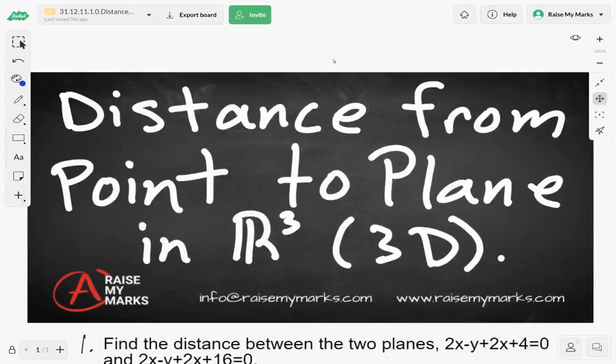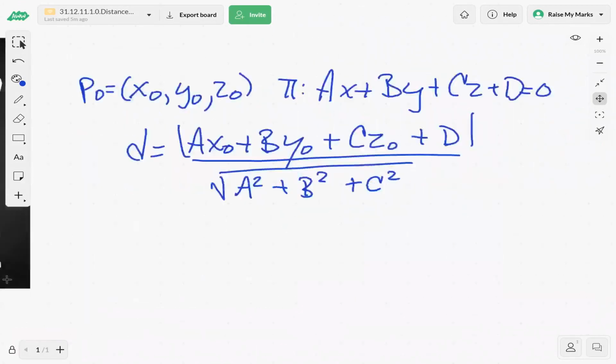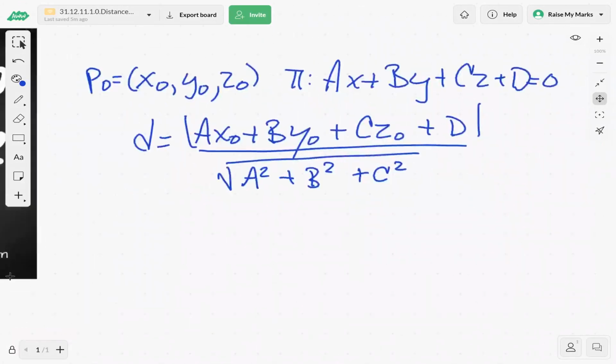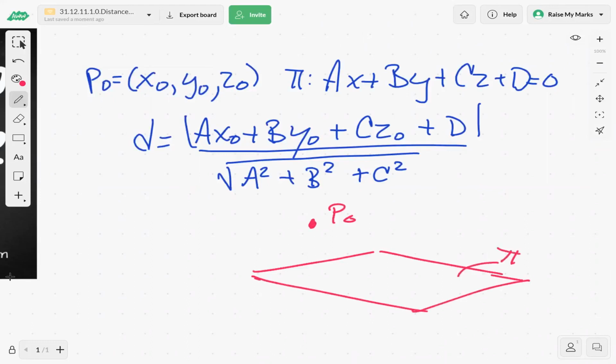So today we're looking at the distance from a point to a plane in R3. So I have written out the expression for the distance from a point to a plane in R3. Why don't we have a look at it? We have our point P0. We have our plane pi. And we're looking for the perpendicular distance from the point to the plane. So this is our distance d. This distance d is given by the following expression.